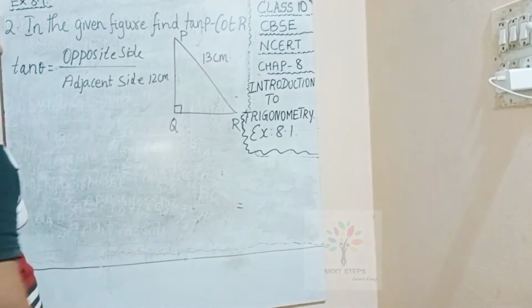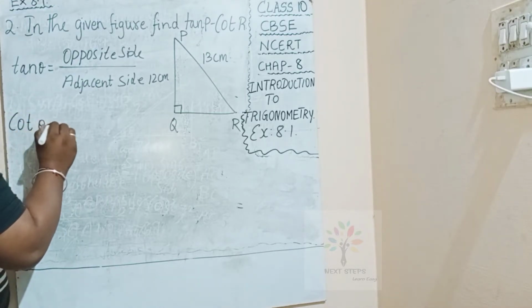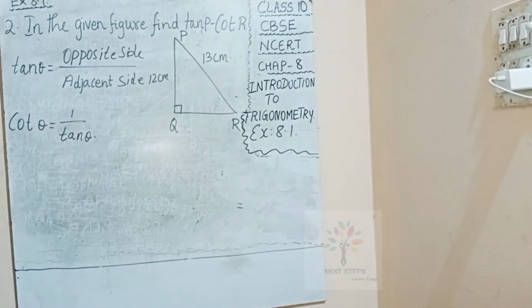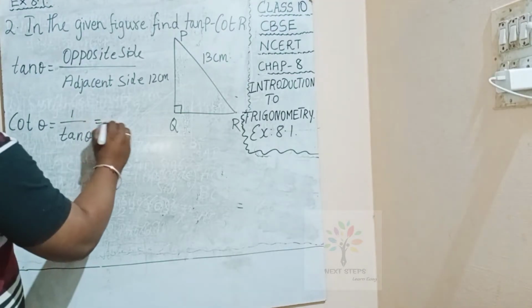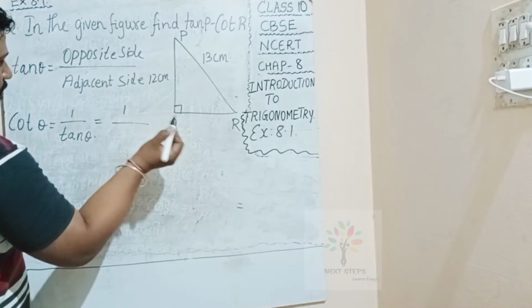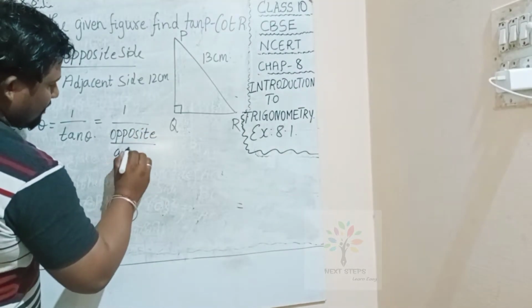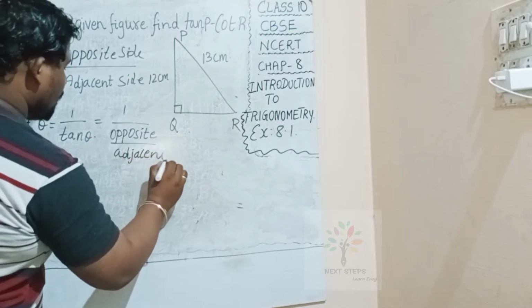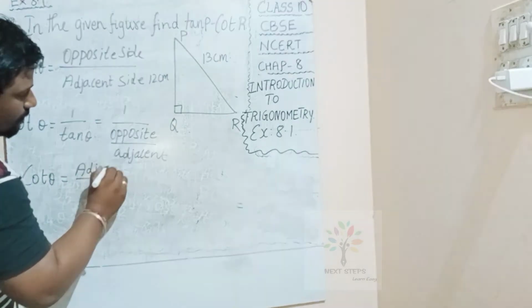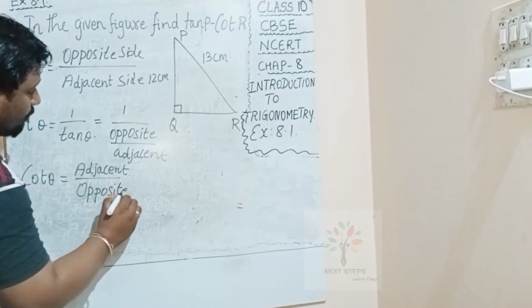Now here they ask you to find the value of cot. Your cot is very simple. Either you can write cot theta is equal to 1 divided by tan theta. Here the formula for tan theta is opposite side by adjacent side, so I can write 1 divided by opposite side divided by adjacent side. So your final formula for cot theta is equal to adjacent side divided by opposite side.